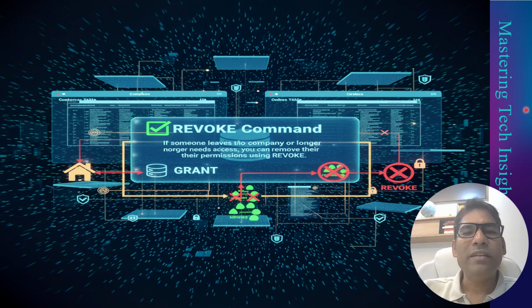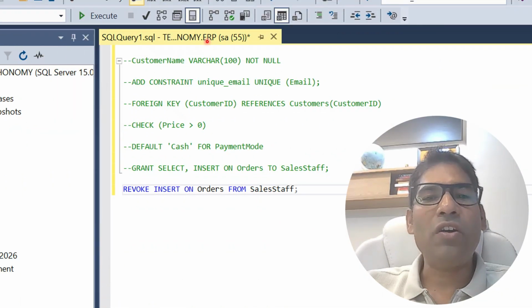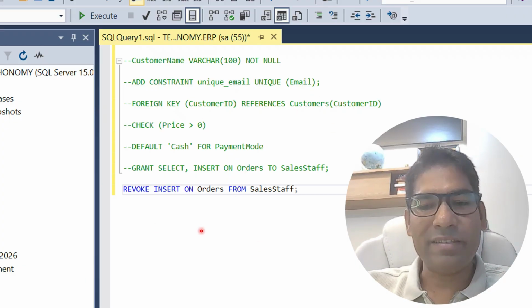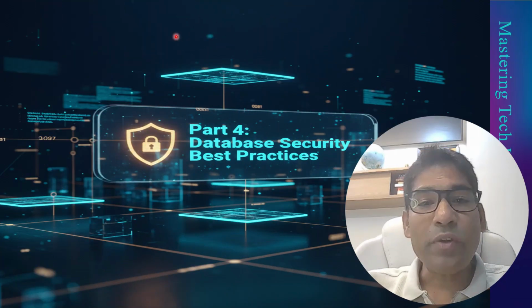If someone leaves the organization or does not need access anymore, you can take back their permissions. Very simple. For example, revoke insert on orders from sales staff. That's how you keep your data safe from unwanted changes. Very simple. Part 4, very important.